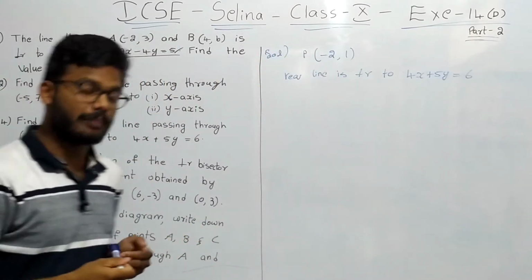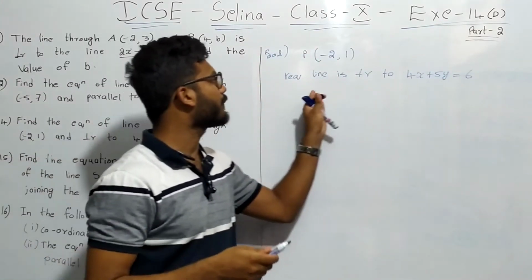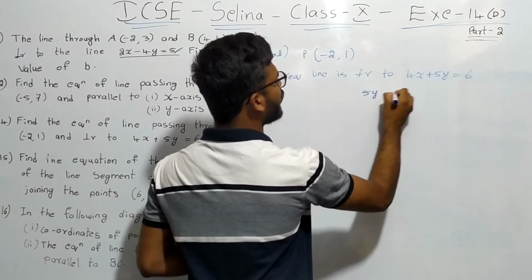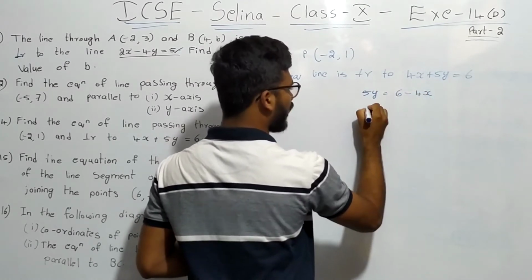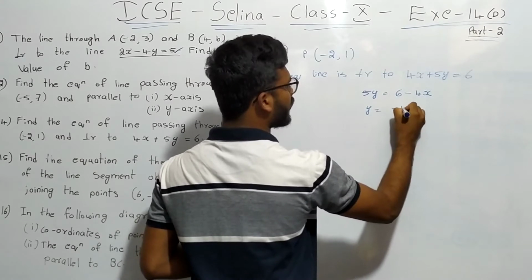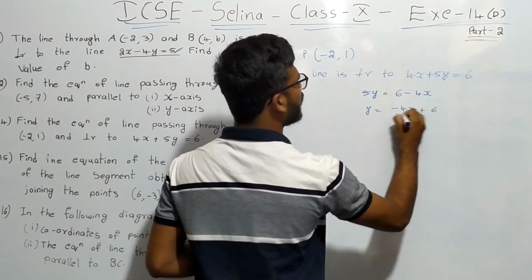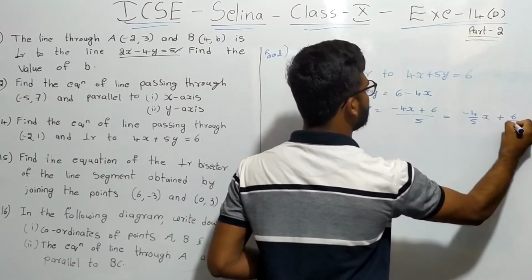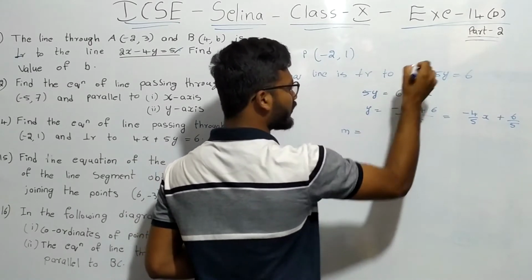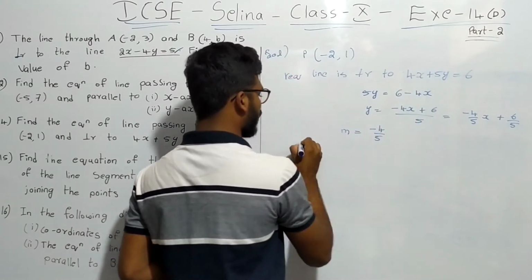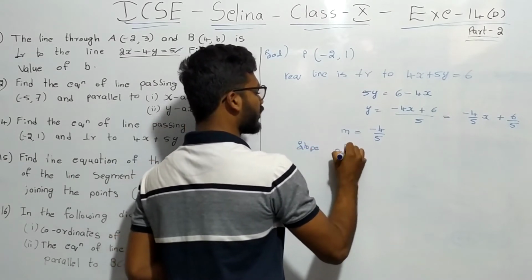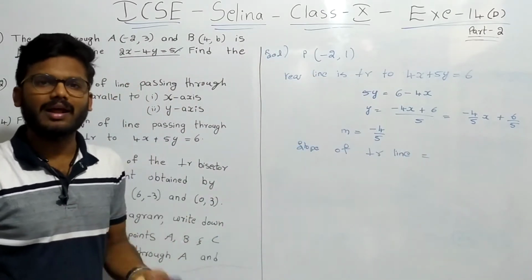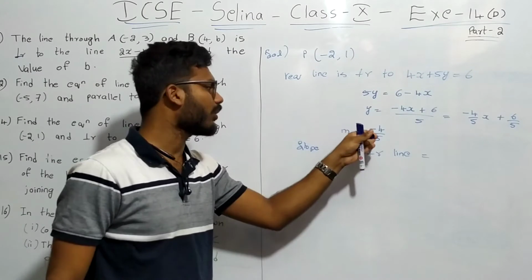Now, in order to find the slope of the required line, what do we know? We know it is perpendicular to this one. So first find the slope of this one. 5y is equal to 6 minus 4x, or y is equal to minus 4x plus 6 by 5. This you can write as minus 4 by 5 x plus 6 by 5. Here, what is the slope? The slope of this line is minus 4 by 5, and our required line is perpendicular to this line, so its slope will be the perpendicular slope.